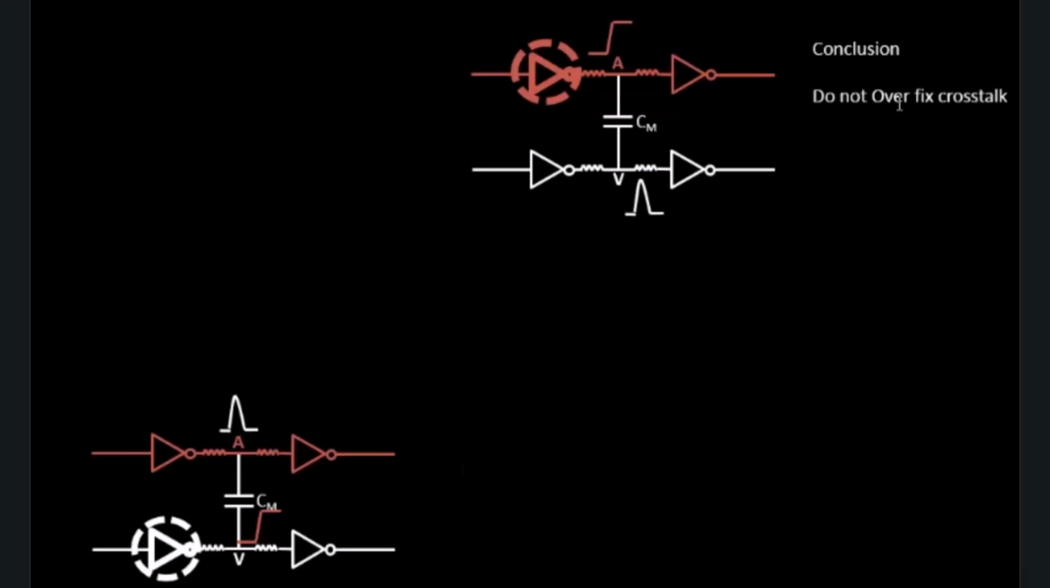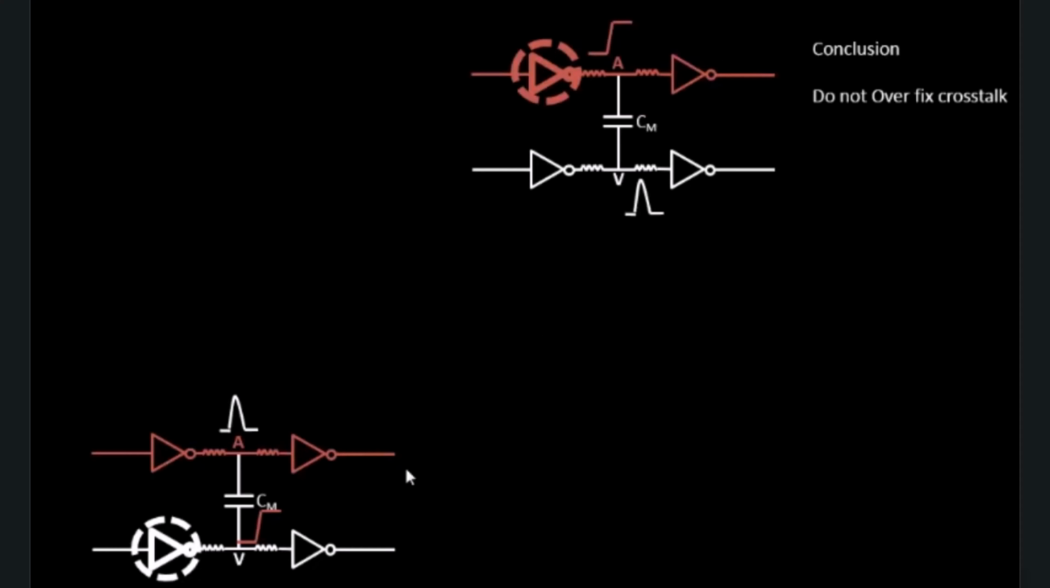This is the very important conclusion that we have made over here: we should not be overfixing crosstalk. So we'll leave this point here, and next we'll move to what can go wrong if there is a glitch. It could be on the aggressor, it could be on the victim, it could be this scenario and this scenario as well. What can go wrong when you see a glitch like this? Since I'm already running out of time, let's look into the effects of glitches in the next video. Thank you.